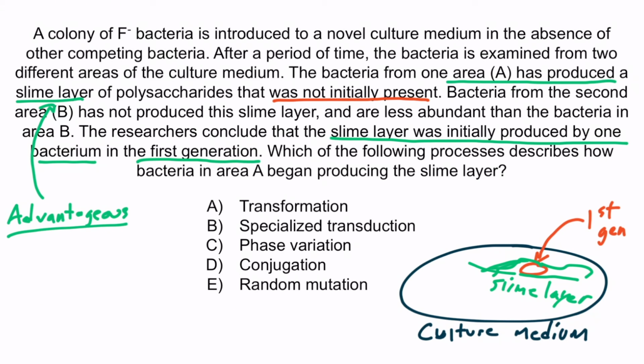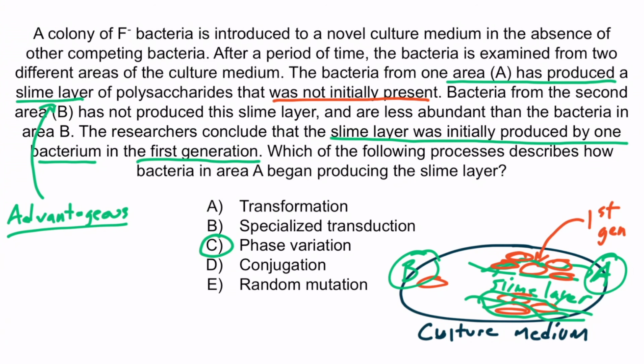So these bacteria are termed group A, and the bacteria in group B did not have that slime layer, and the bacteria in group A were more abundant because of that slime layer. So backing up, this first generation bacterium didn't have the slime layer, entered the culture medium, then produced it, and then it passed it on to its progeny and became more abundant. The bacteria in B, also part of the first generation, did not produce this slime layer and are less abundant. With that in mind, what explains this change? That would be answer choice C, phase variation.